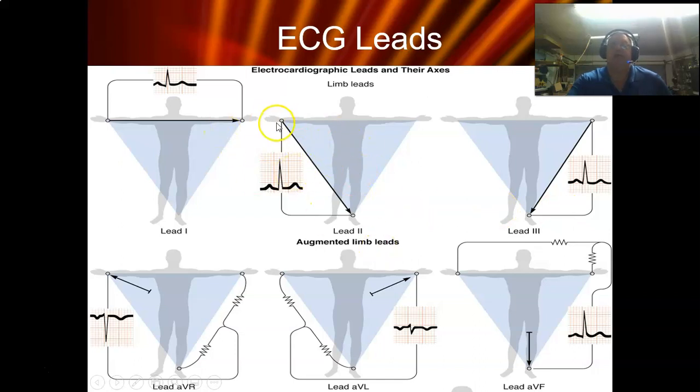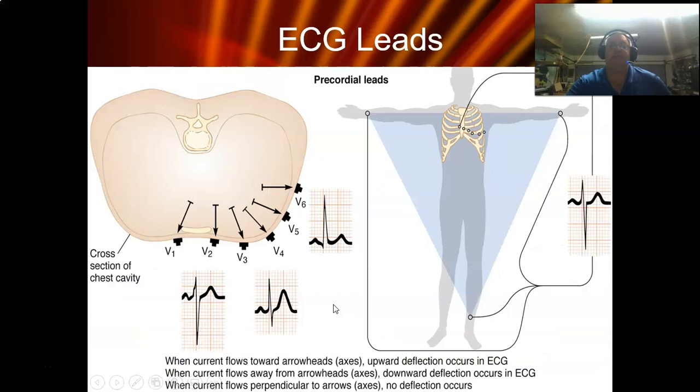All right, and then you've got your augmented leads, and that's where your AVL, that's what the A in front of it means, augmented. What this does, guys, is it takes a midpoint in between these 2 electrodes and then reads to that electrode. So your negative is kind of in the center, your positive is out here. And this is the term augmented, all right?